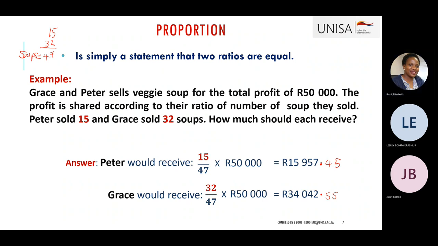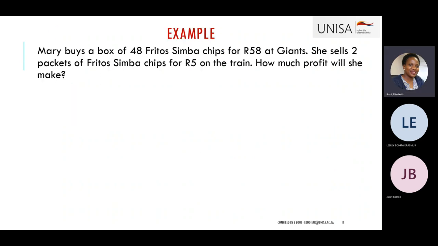But if I kept my decimals and I rounded off correctly, I should have, for Grace, 34,043 rent. That's how the proportions work. Let's look at more examples.